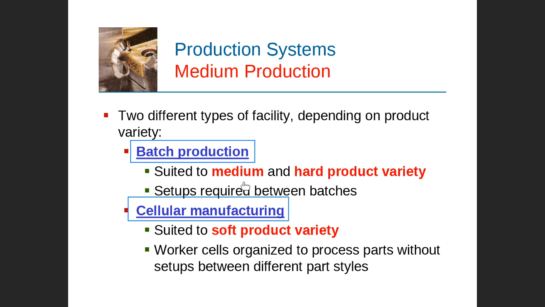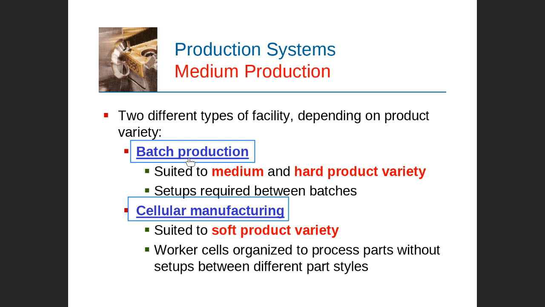For example, here we talk about table, chair. This is medium to hard variety: manufacturing table, manufacturing chair, manufacturing bookshelf. The other one, cellular manufacturing, also can be, for example, car tires. Soft variety means a size, bigger size, smaller size, which is probably the same product, but there are some differences between the parts being produced. You call it soft variety. This is the difference between the two cases, but both are usually in medium production.